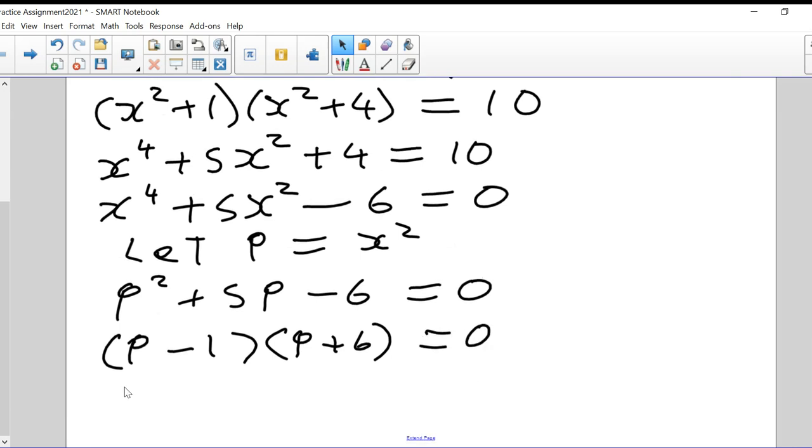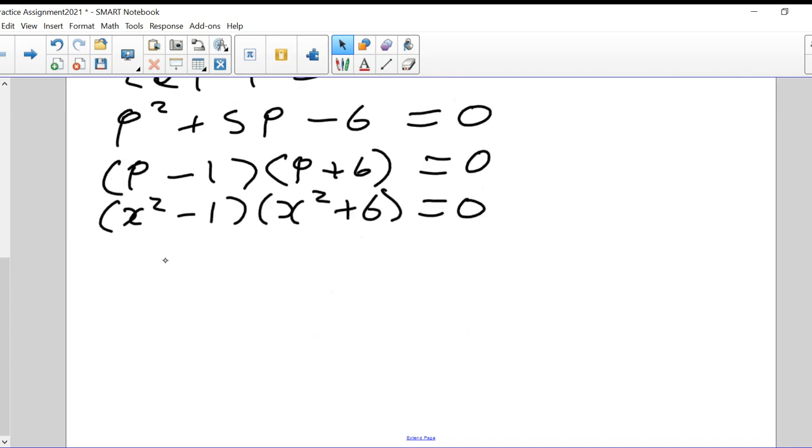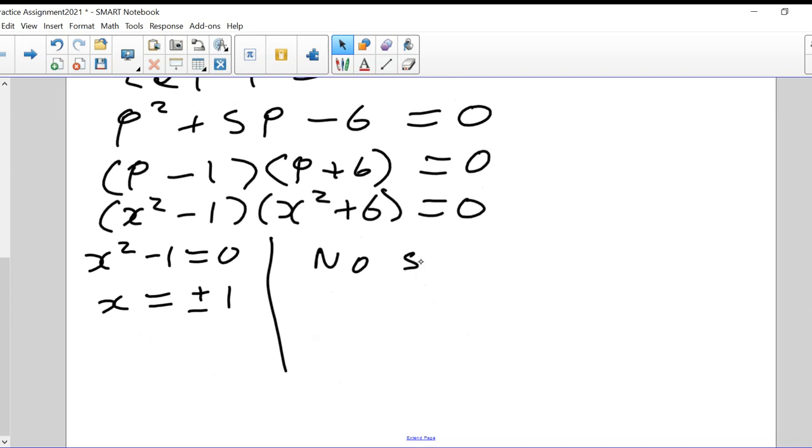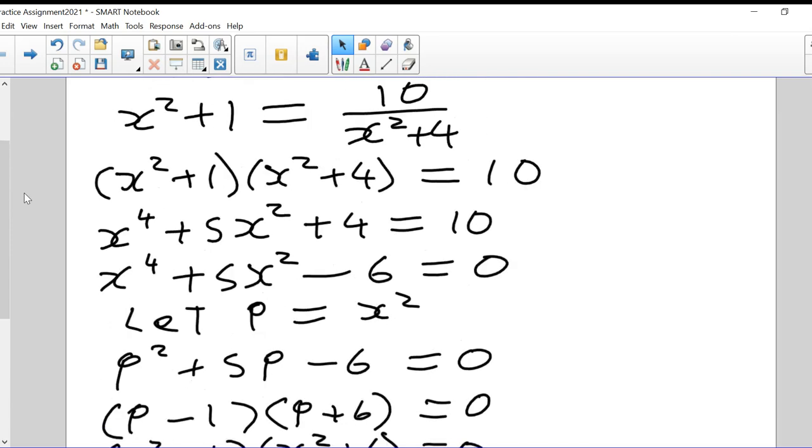Then we put back our squareds in there. So this became x squared minus 1 and x squared plus 6 equals 0. We agreed that using the zero product law, x squared minus 1 equals 0 meant that x was equal to plus and minus 1, the square root of 1. This had no solution, right? There's no value of x that would make that bracket become 0.